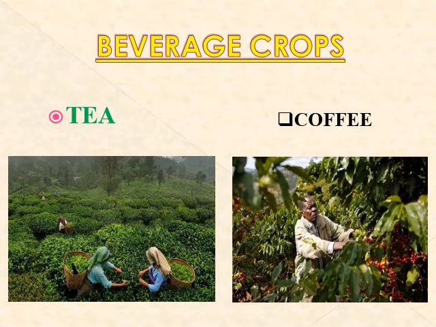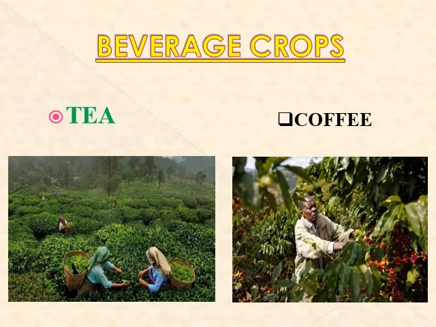Students, coffee needs well-drained, fertile soil on hilly slopes. It requires 15 to 28 degrees Celsius temperature. Again students, the rainfall requirement is 150 to 200 centimeter for the cultivation of coffee. Students, the major coffee producing states of India are the hilly regions of Karnataka, Kerala and Tamil Nadu.